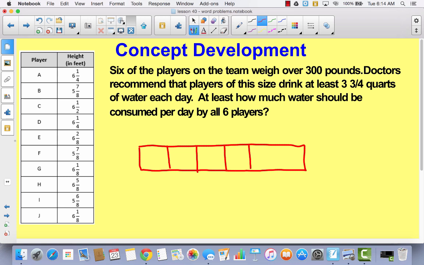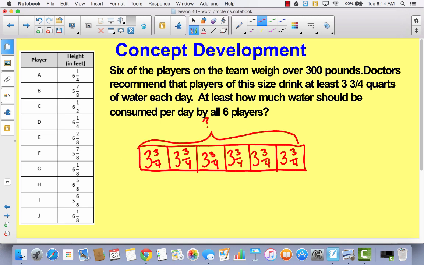Now, how much water does each player have to drink every day? Well, it says 3 3/4. So I've got 3 3/4, 3 3/4. I'm going to go ahead and write this 6 times. 3 3/4. So what am I trying to solve for here? I'm trying to solve for the total. So what could I do to figure out what this is altogether? Well, it's kind of like the problem that we just did, right? We could do a repeated addition, or we could use multiplication.